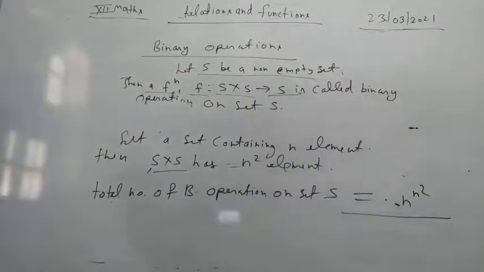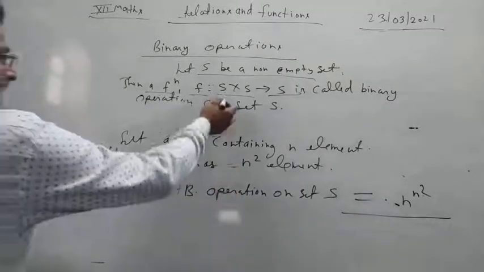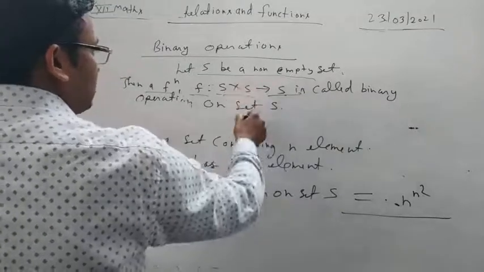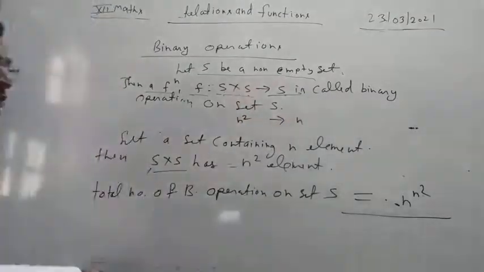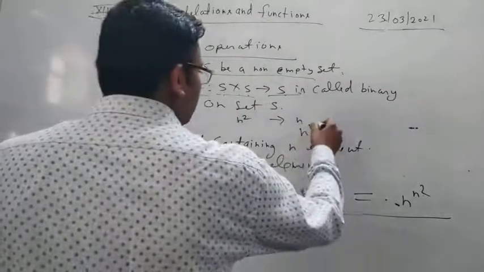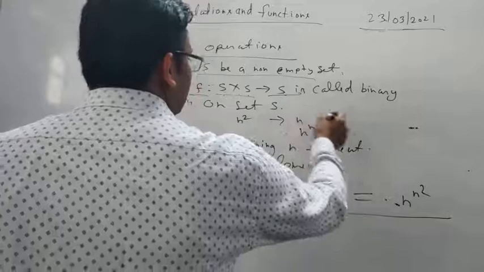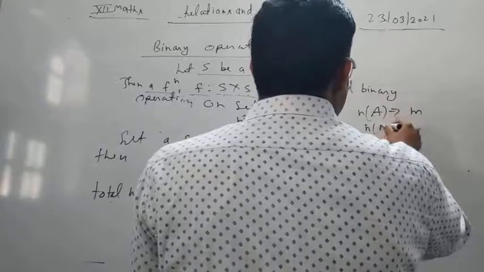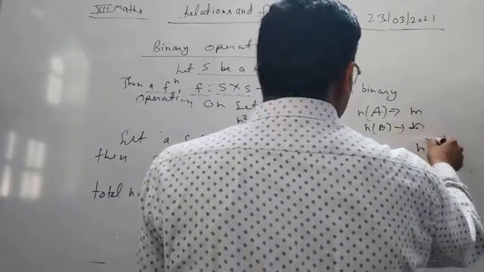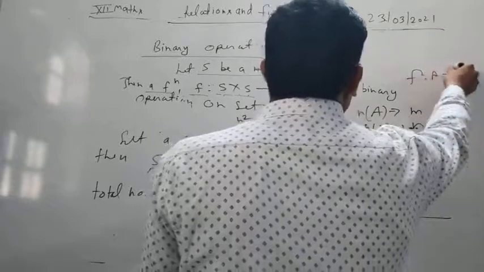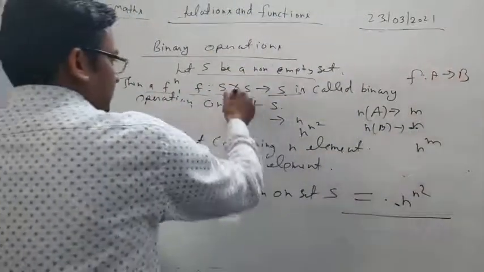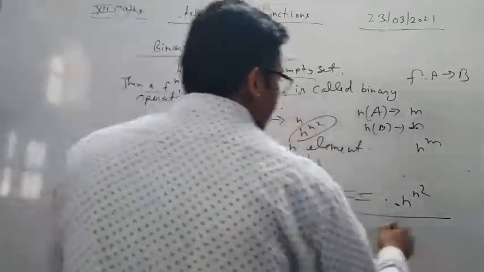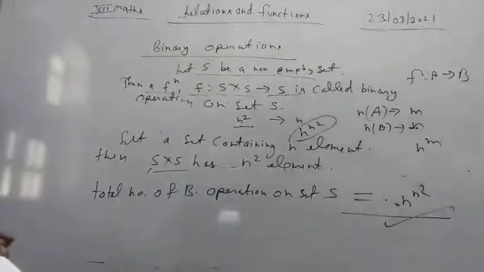Okay, n to the power n square, because, students, it is the relation of a function from S cross S tends to S. So here is n square elements and here n. You know the total number of functions: if a set A has m elements and B has n elements, then the total number of functions from A to B is n to the power m. Similarly here, we have n square elements and here n, so the total number of binary operations will be n to the power n square.